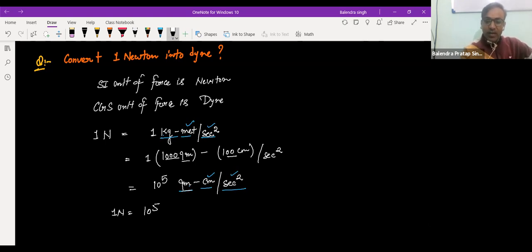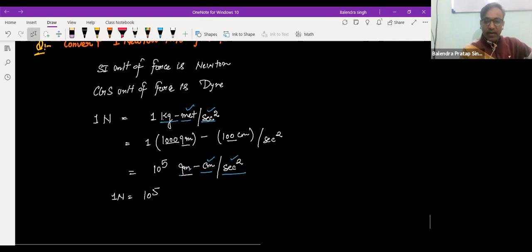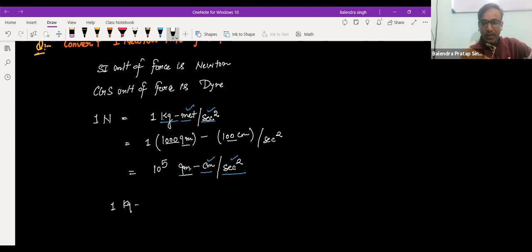Okay, let me clear all the things. So this value is basically 1 kilogram, SI unit, 1 kilogram meter per second square, which is nothing but 1 Newton, is equal to 10 raised to the power 5 gram centimeter per second square. So we call this thing as 1 Newton is equal to 10 raised to the power 5 dyne.